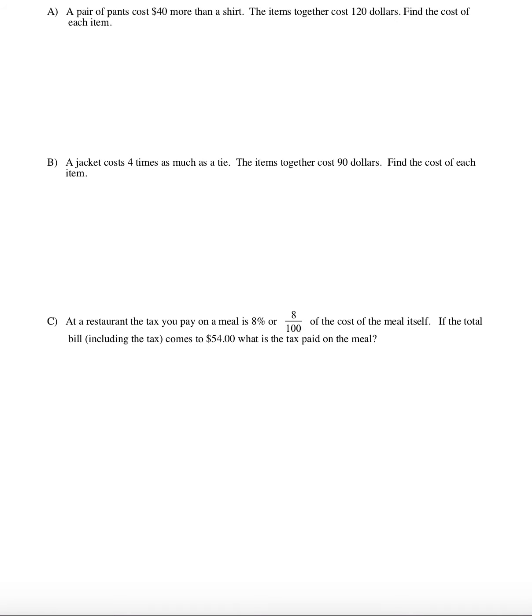Let's try this word problem which involves substitution. A pair of pants cost $40 more than a shirt. The items together cost $120. Find the cost of each item. The first thing I'll do is designate variables. P can stand for the cost of the pants, whereas S can stand for the cost of the shirt.